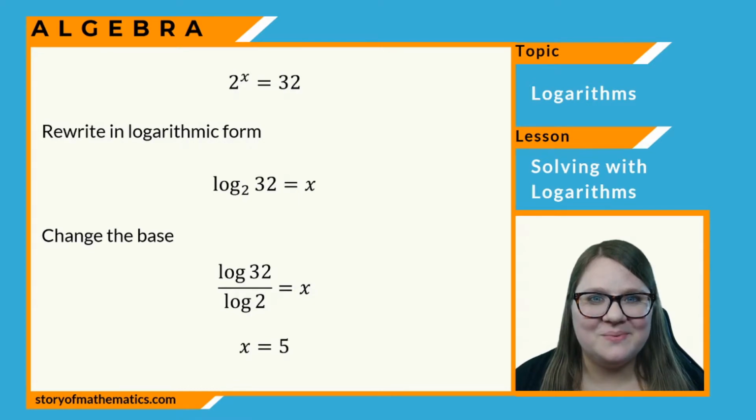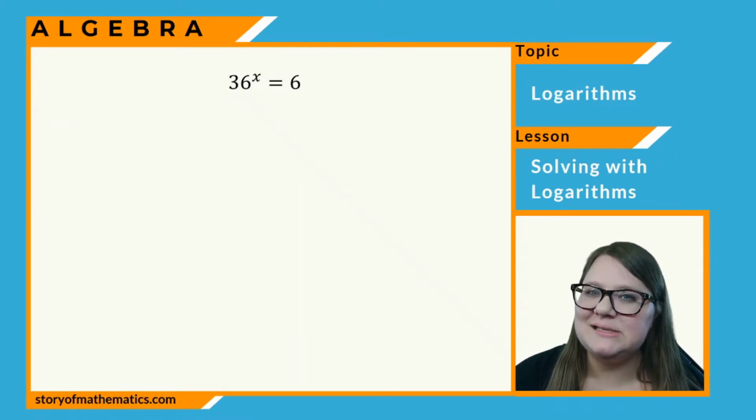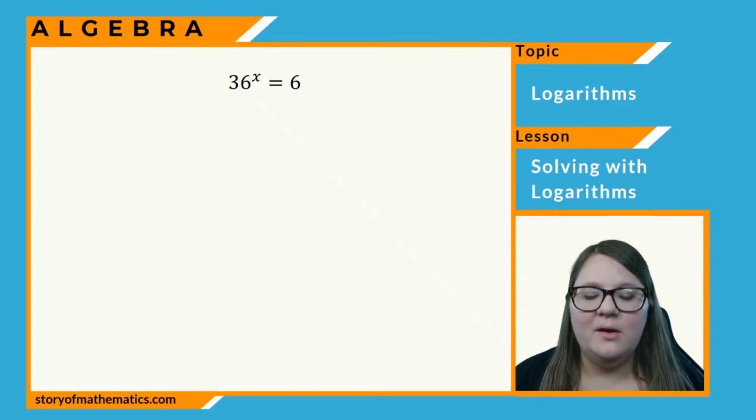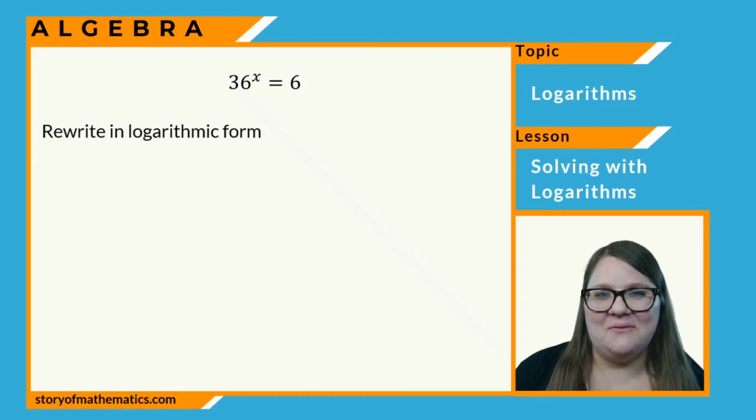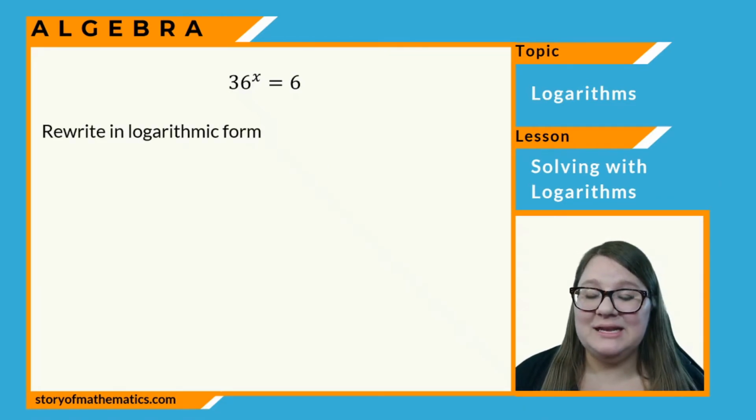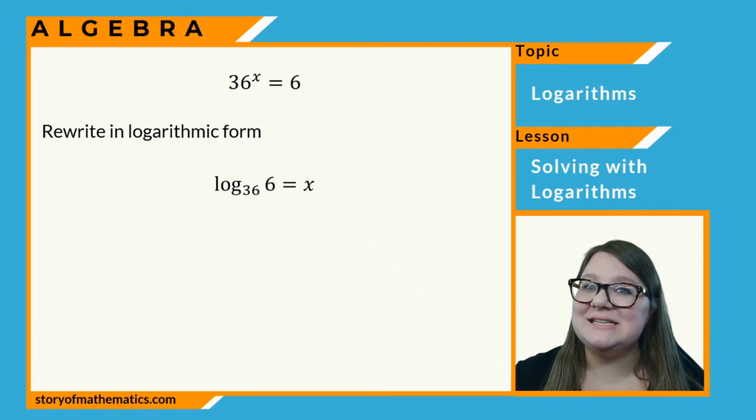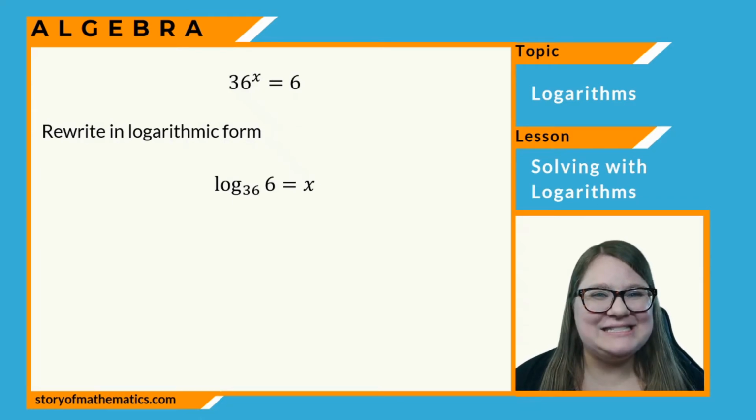Let's try another problem. What if I give you 36 to the x equals 6? Well, I could rewrite this in logarithmic format. The base of the exponent is 36, so that is also the base of the logarithm. Log base 36 of 6 equals x.